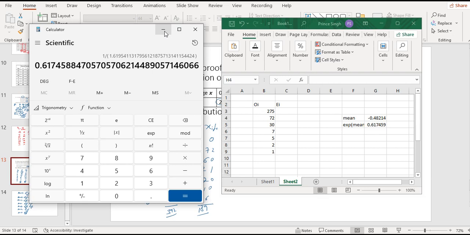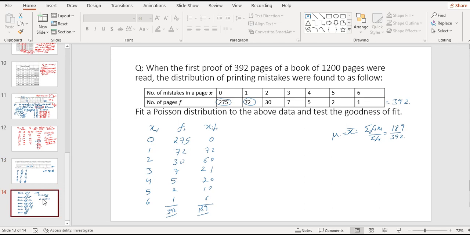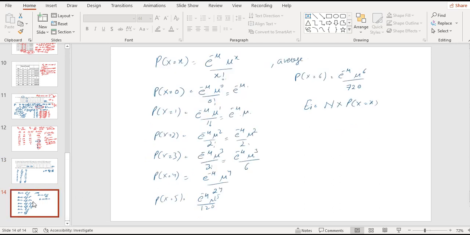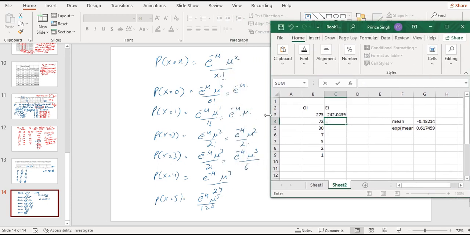Okay, so what I need to do to calculate the first term, we need to multiply e raised to the power minus mu with n, that is 392. So I'm considering here this is equal to 392 multiplied by this term. So that will give us the first expected frequency. For the second frequency, what I need to do is multiply by e raised to the power minus mu with mu.